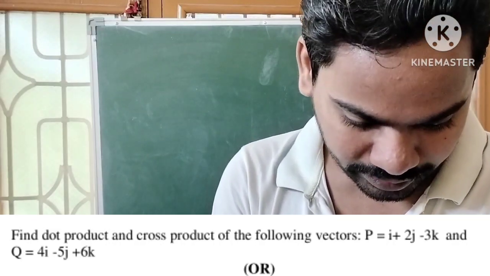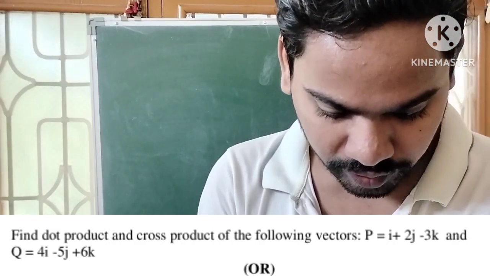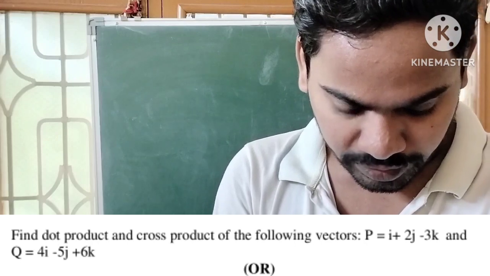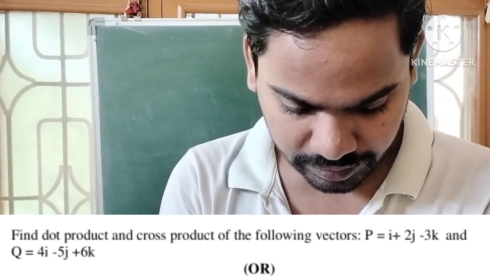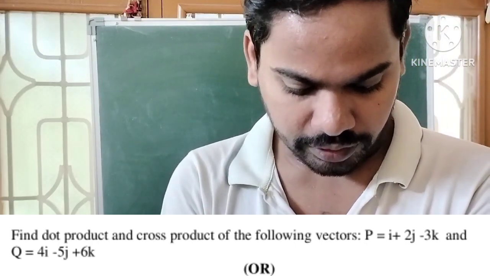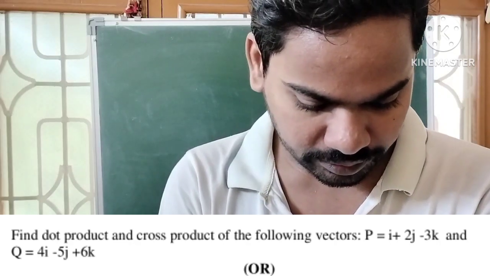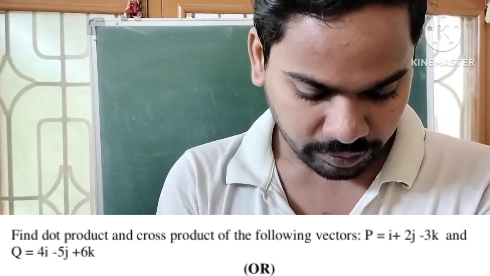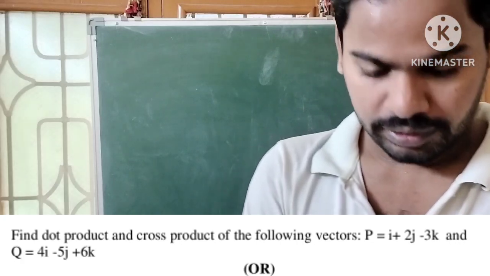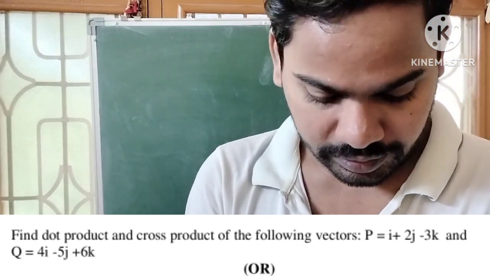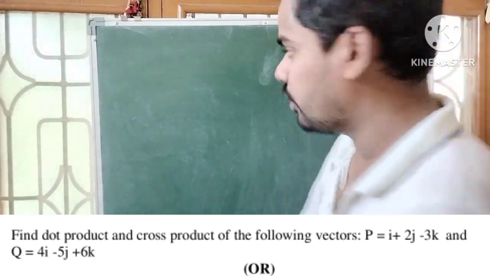Find the dot product and cross product of the following vectors. P is equal to i plus 2j minus 3k and Q is equal to 4i minus 5j plus 6k. Find dot product and cross product. Here given two vectors.